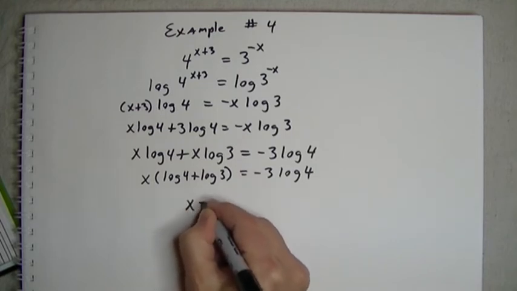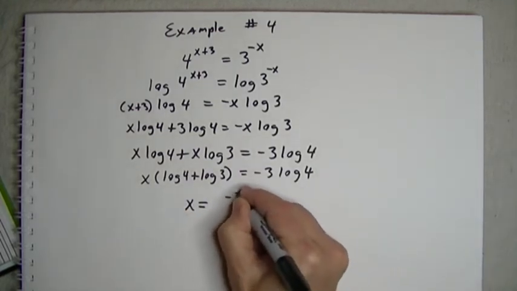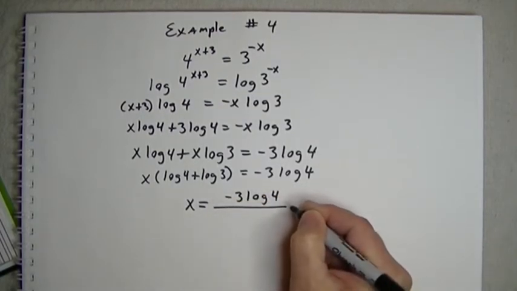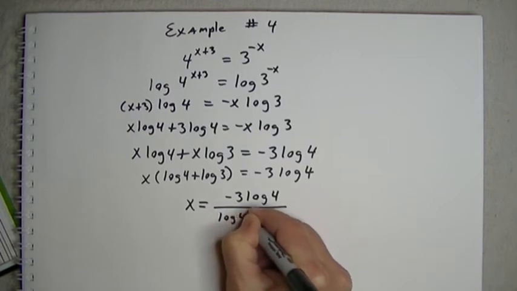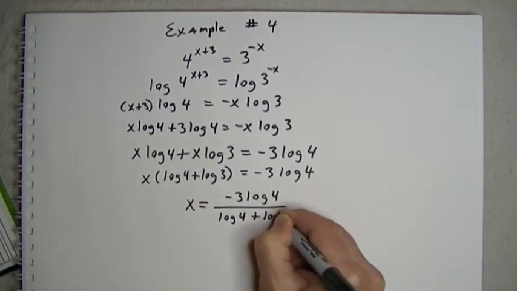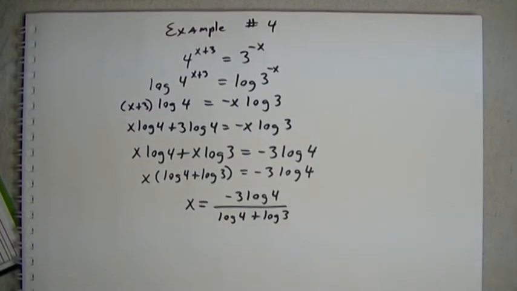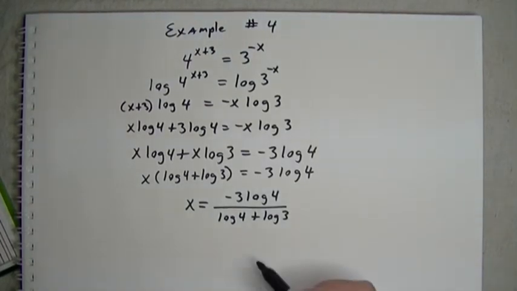I'm going to end up that x is nothing more than negative 3 times the log of 4 divided by log 4 plus log 3. This is the exact answer. If you want the absolutely algebraic precise answer, it doesn't get any more precise than this. If you want a decimal equivalent that's approximately equal to the correct amount, you're going to have to put it in your calculator and let your calculator kind of crunch this out. And it's going to be a long decimal, most likely irrational.